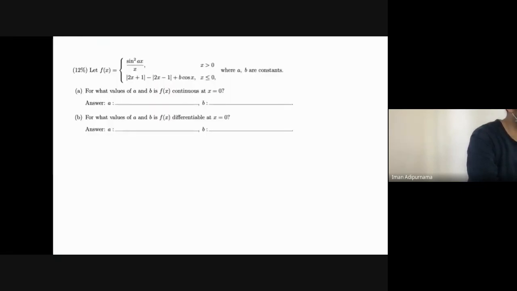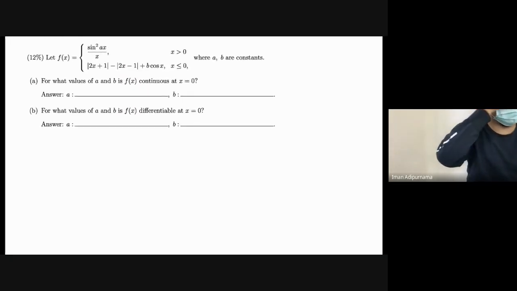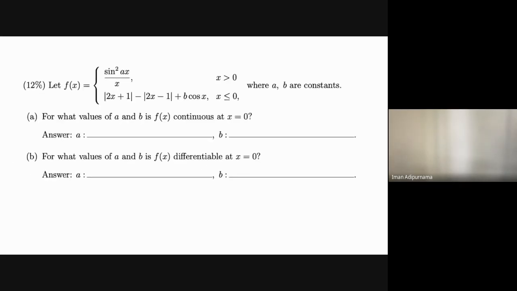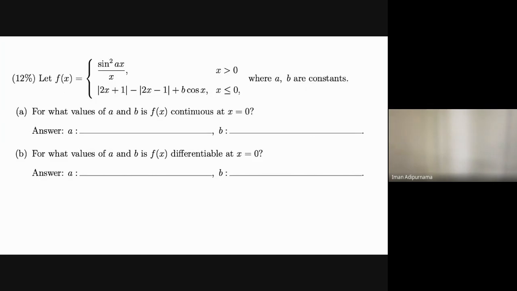Okay, this is the next question. There are two questions within this one big piece of information. So let me zoom in a little bit. Okay, so you have a function, two equations: sine squared ax over x when x is positive, and absolute value of x plus 1, absolute value of x minus 1 plus b cosine x when x is negative.